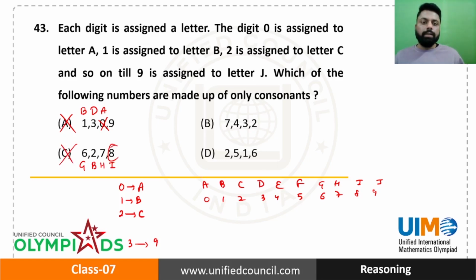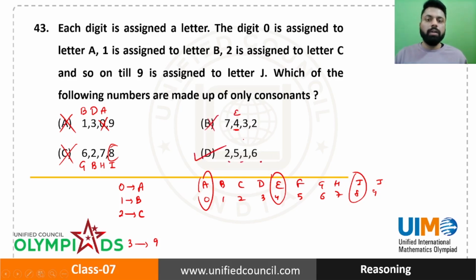Now let's mark the vowels. A, E, I, O and U. O and U are not there. So 0, 4 or 8, if it is coming, 0, 4 or 8, 4 is coming, that means E is coming, not the correct one. 0, 4 and 8 are not coming. So this option is the correct answer. This is C, E, B and G.